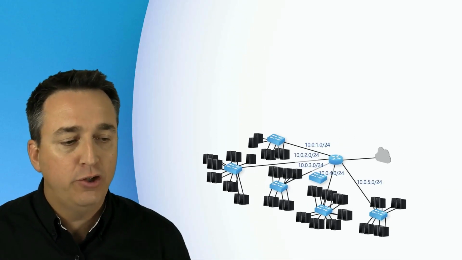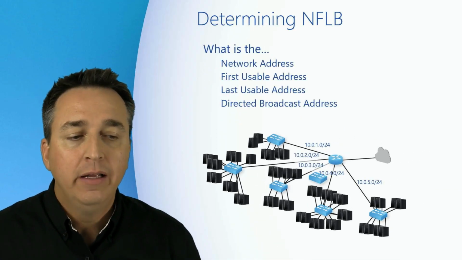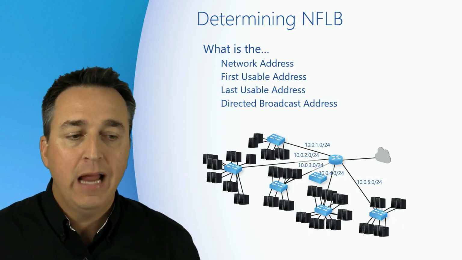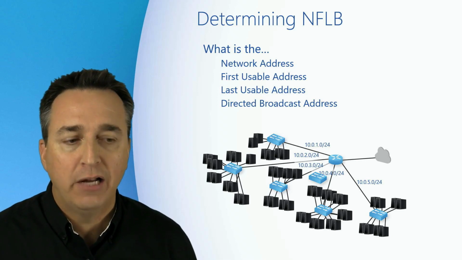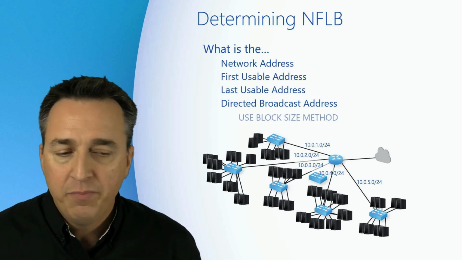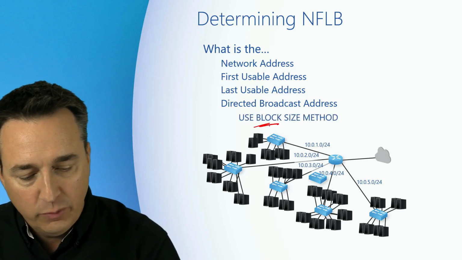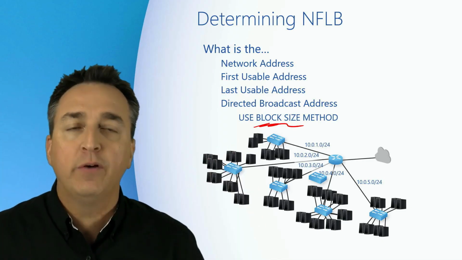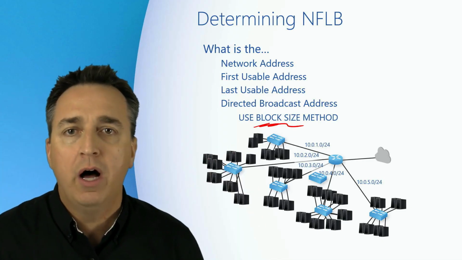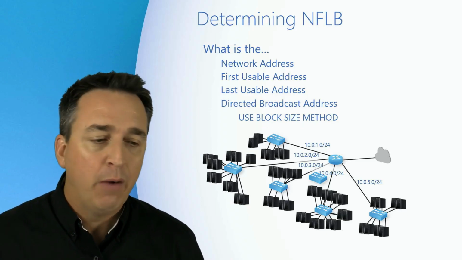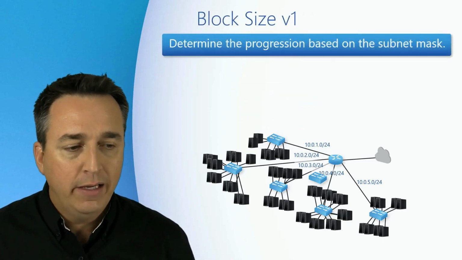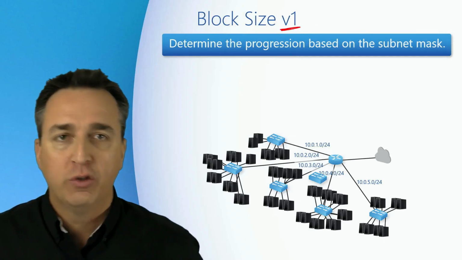So what we want to teach you now is how you can figure out the network address, first usable address, last usable address, and directed broadcast address for any subnet that you have. What we basically do is we figure out the block size, and then we can figure out all the addresses in that particular block that we're dealing with. So let's go ahead and show you method version 1.